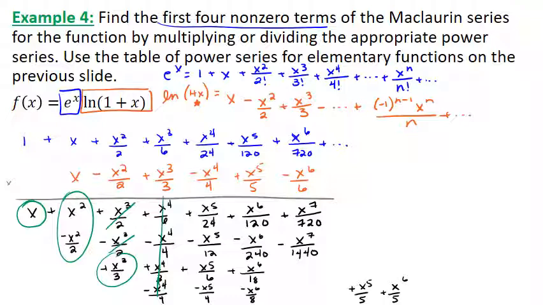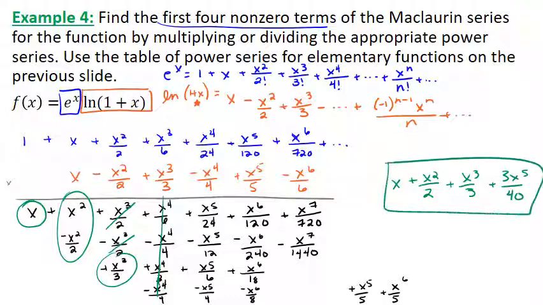So we need to find the first 4 terms that are positive. We end up with x plus x squared over 2 plus x cubed over 3. And then when I add up these here, I end up with plus 3x to the 5th over 40. And this will give me my first 4 non-zero terms. And that wraps up section 9.10 in chapter 9.